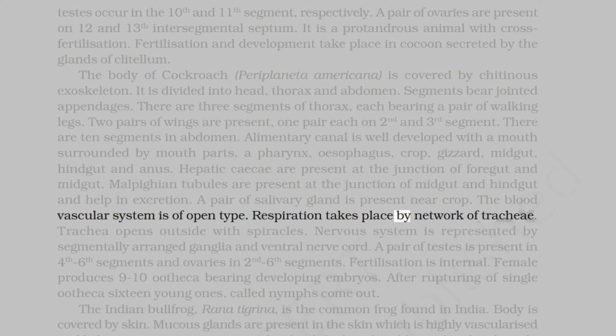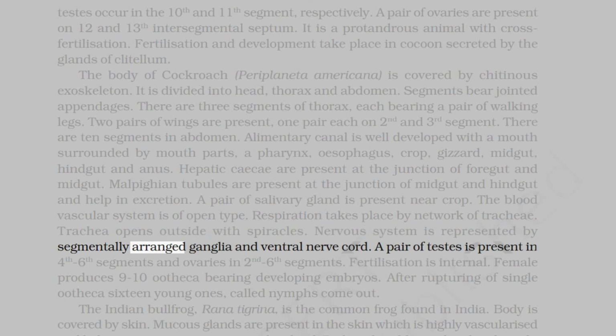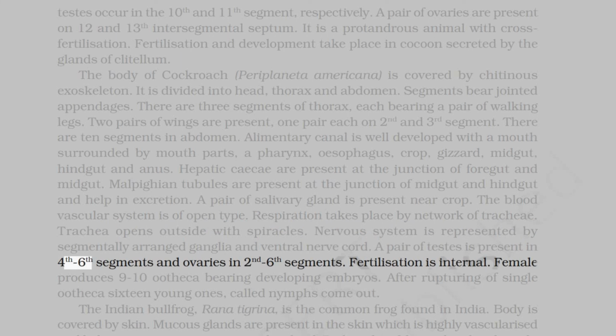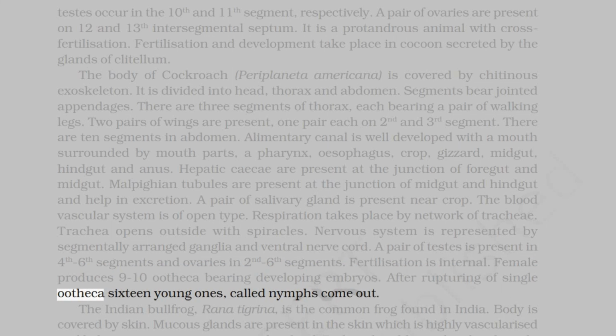Respiration takes place by a network of trachea. Trachea opens outside with spiracles. Nervous system is represented by segmentally arranged ganglia and ventral nerve cord. A pair of testes is present in the 4th to 6th segments and ovaries in the 2nd to 6th segments. Fertilization is internal. Female produces 9 to 10 ootheca bearing developing embryos. After rupturing of a single ootheca, 16 young ones, called nymphs, come out.